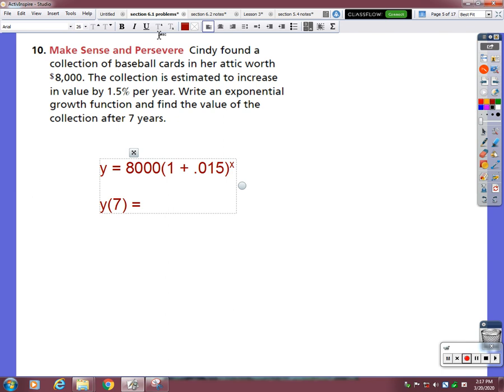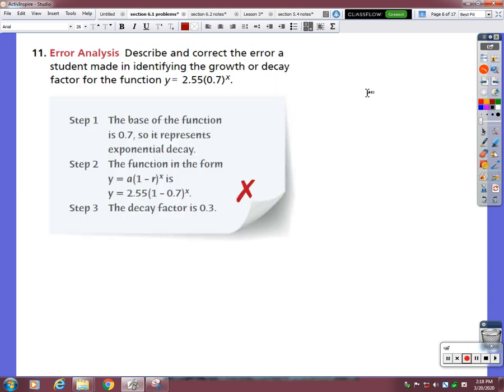So to figure out what that is in 7 years, I'm going to take and plug 7 in to that. So if I go 8,000 times 1.015 to the 7th, those baseball cards Cindy, are now worth, nice job, $8,878. And don't forget your change, 76 cents. Yay.